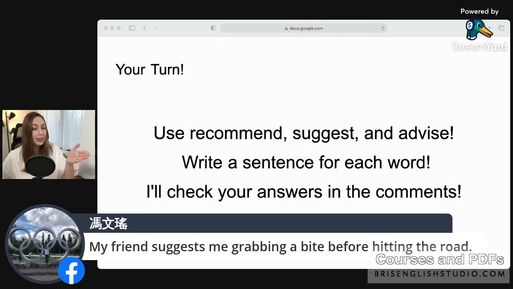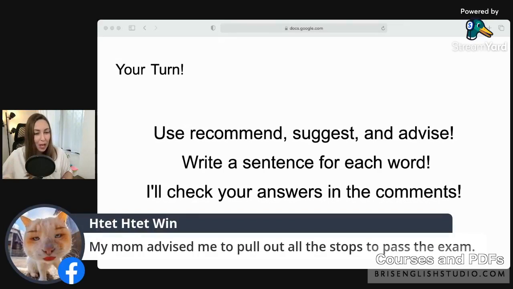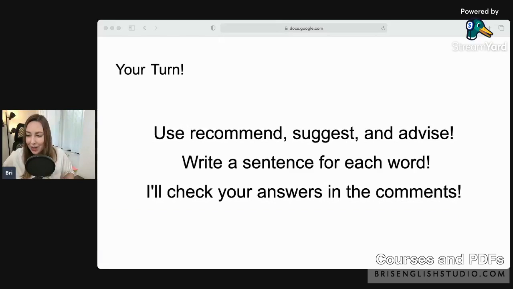But here, suggests. So my friend suggests that I grab a bite before hitting the road. Very good. I'm glad you used the hitting the road one. Excellent. My mom advised me, perfect, to pull out all the stops to pass the exam. Wonderful. Very good. To pull out all of the stops. Nice. Okay, we'll do one more. Last one.